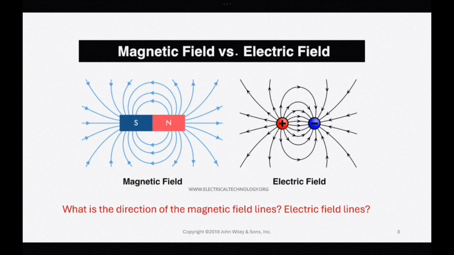Now, allow me to ask you a question. What is the difference between these two? What is the direction of the magnetic field lines and electric field lines? If you observe, you will come up with different answers. But then again, these two are completely the same. However, their interactions are different, but in relation, they're simply the same.